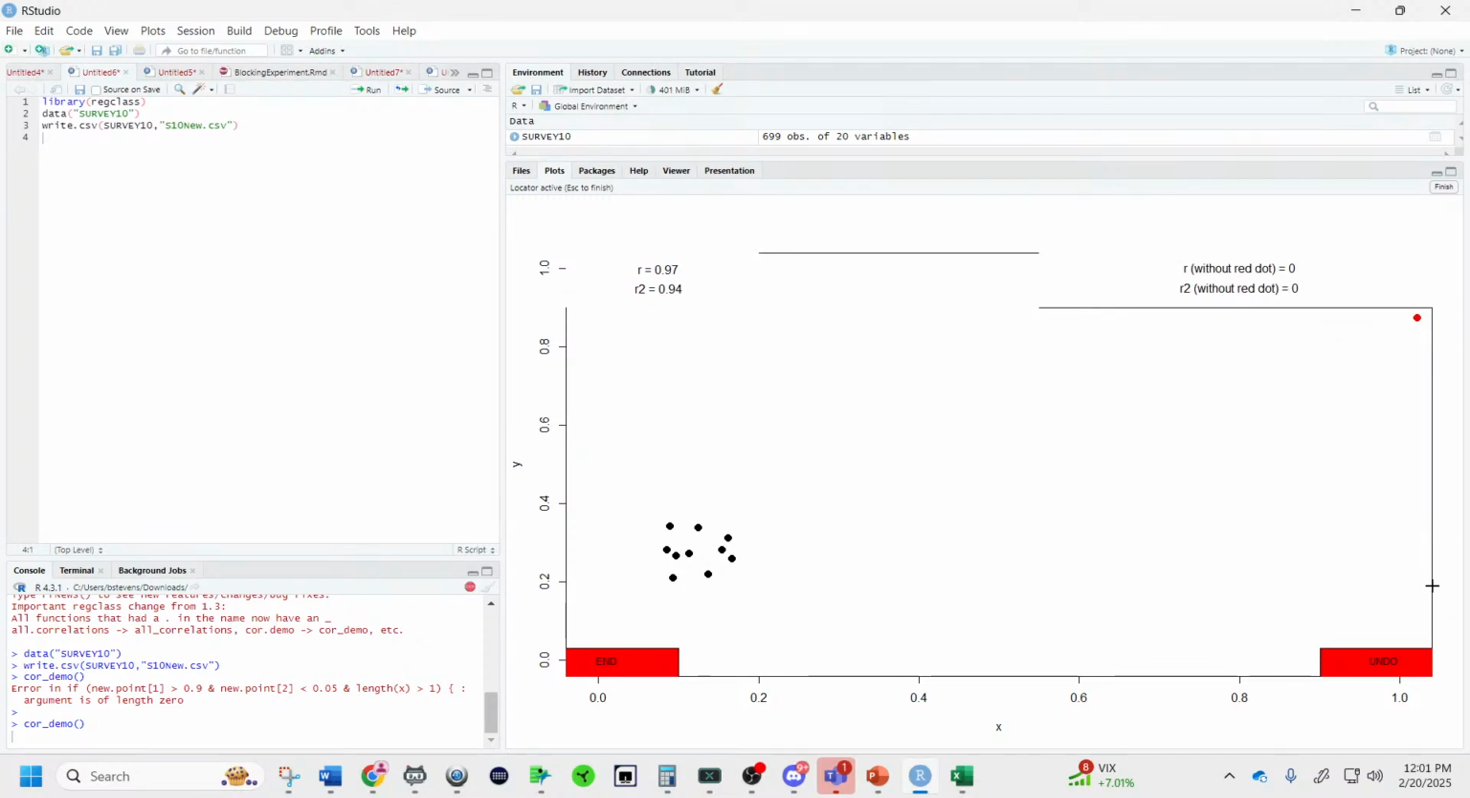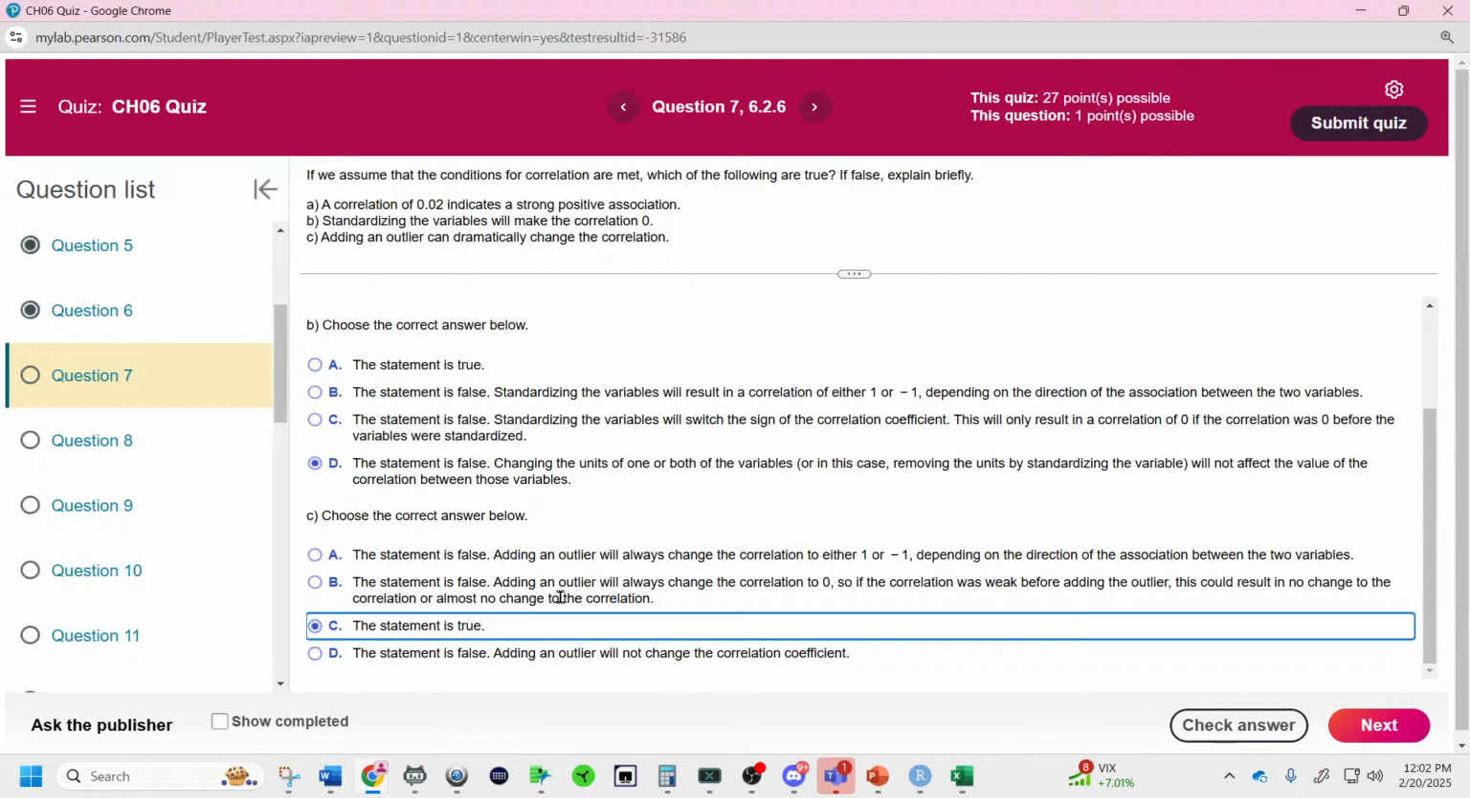This is why we say QQ straight enough, no outliers. We do not like the outliers because they are the ones that dictate the relationship. So we would say this is true, that outliers can dramatically change a correlation.